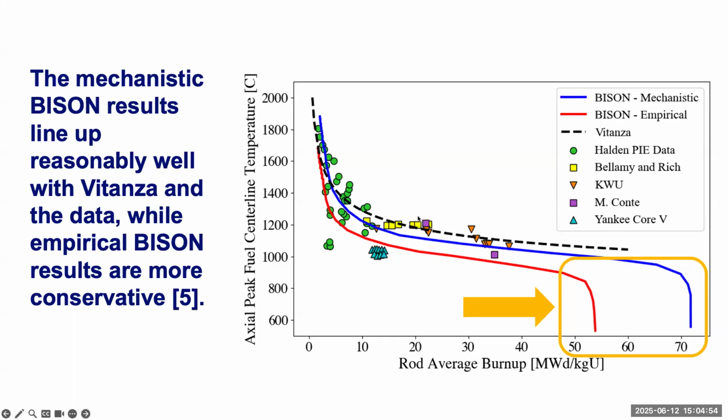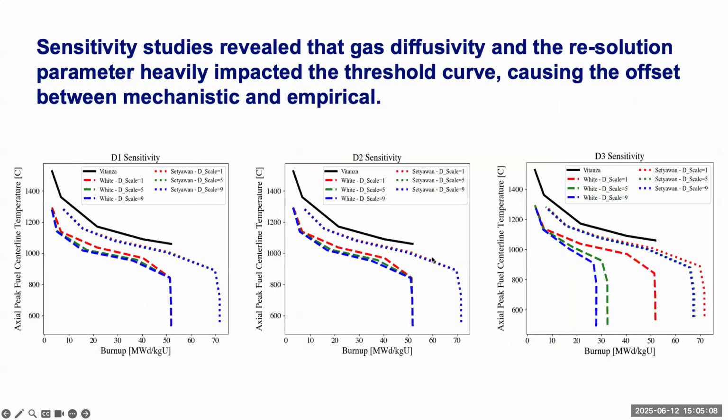Then another reason for the offset here is the resolution in the material, and the resolution model, the differences between the mechanistic and the empirical models for this resolution. So I went ahead and performed sensitivity studies to see which segments of the curves would be most heavily influenced by this resolution.